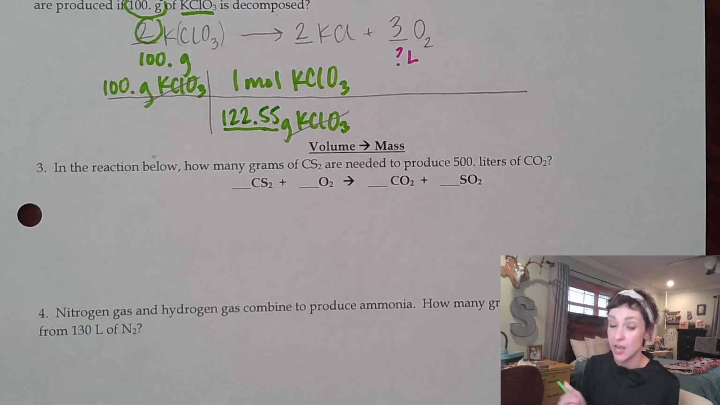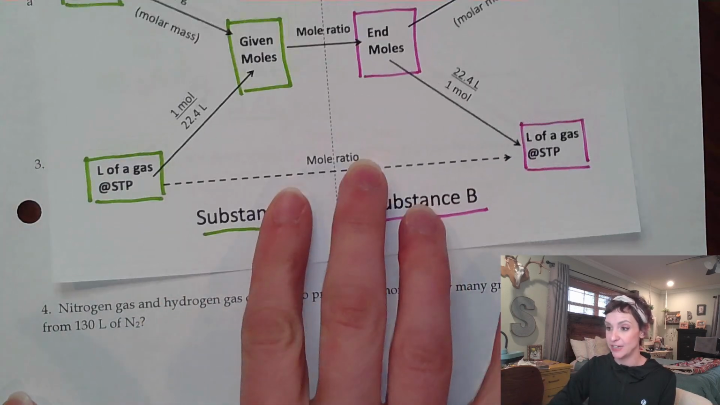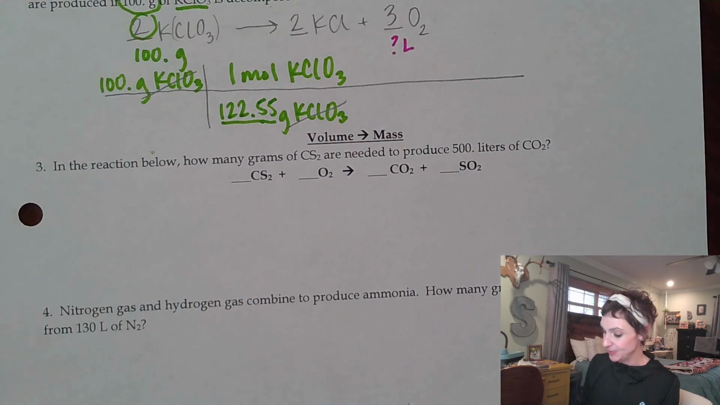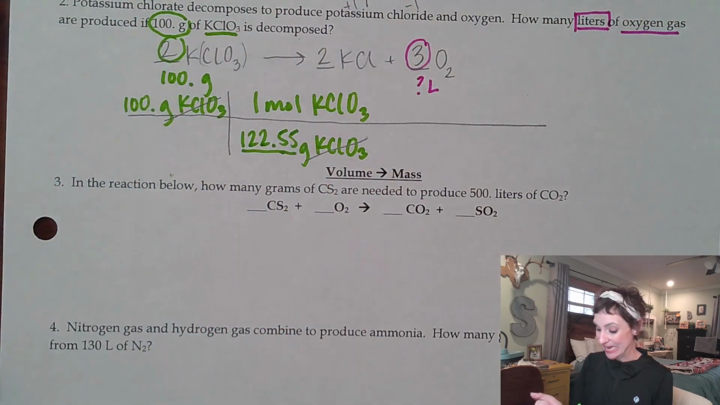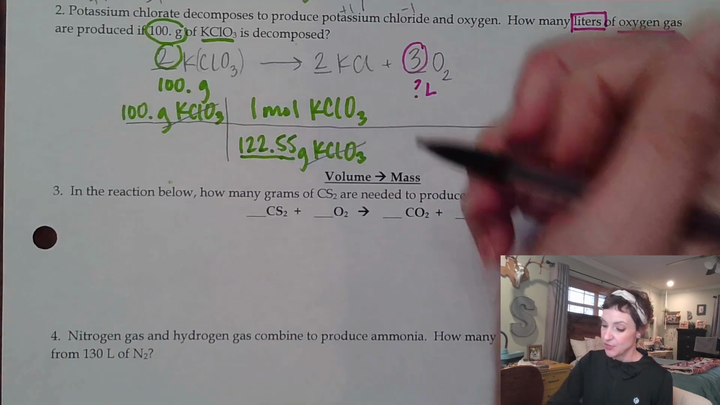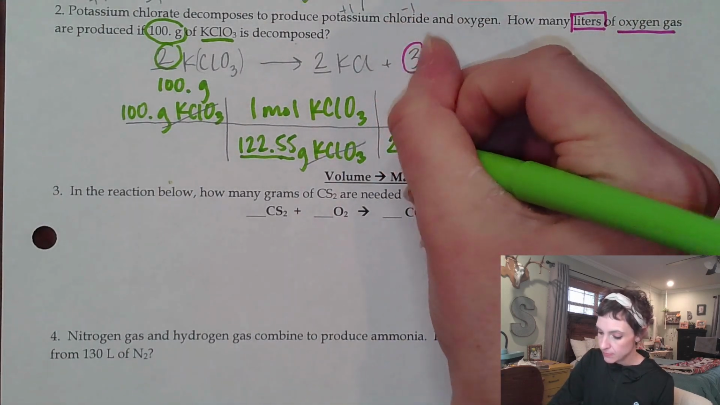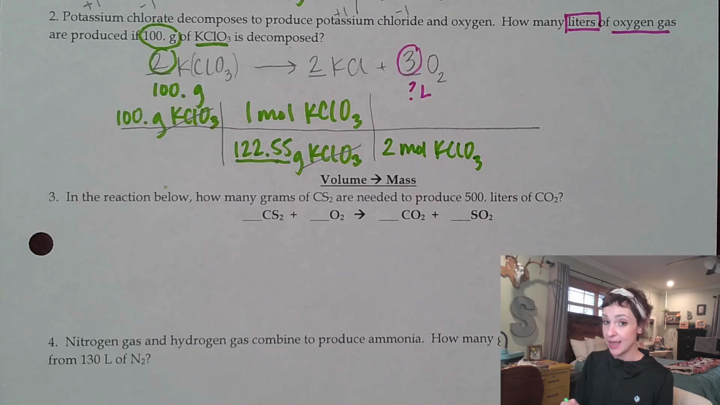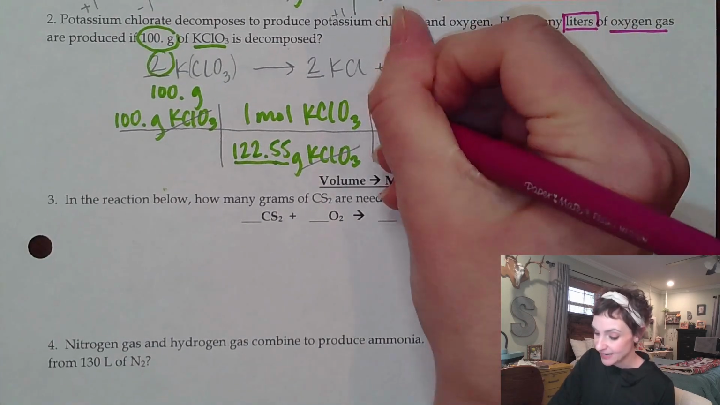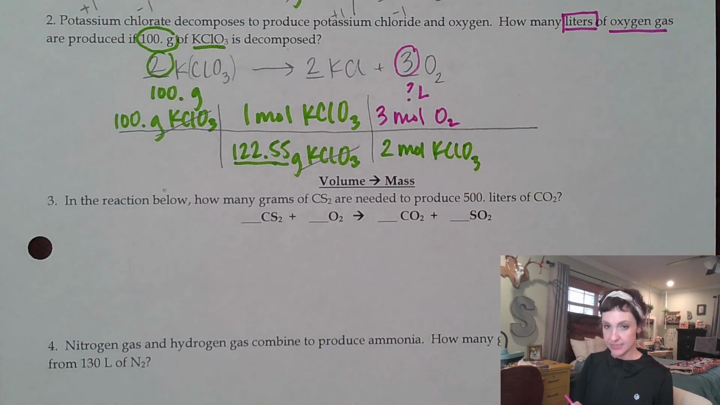There are 122.55 grams in every 1 mole. Okay, boom. I'm at moles of my given. Amazing. We are ready for the mole ratio. Which means I'm going to look at my coefficients between my given and my ending guy. That lets me know that for every 2 moles of potassium chlorate, I have 3 moles of oxygen gas. Yes?